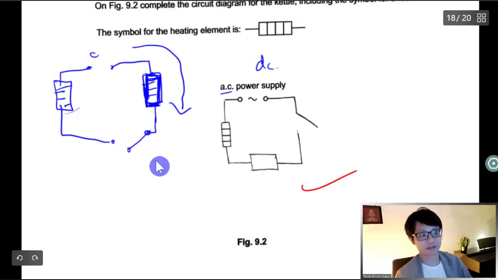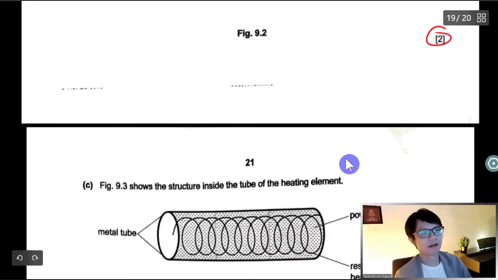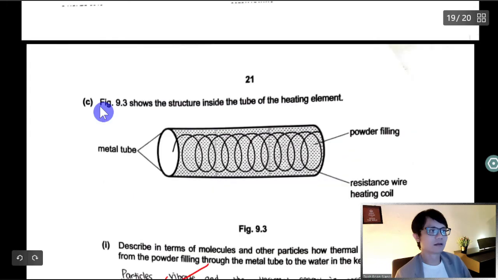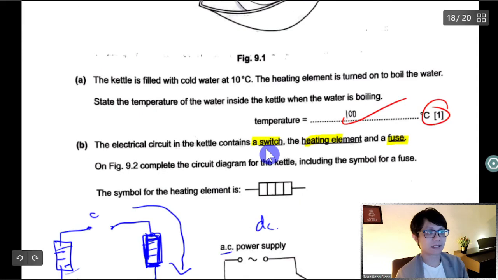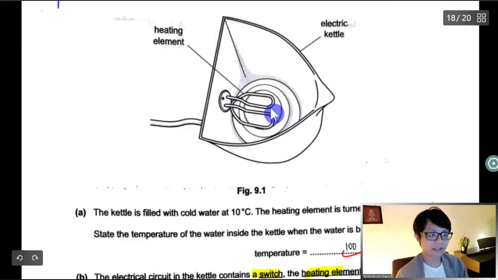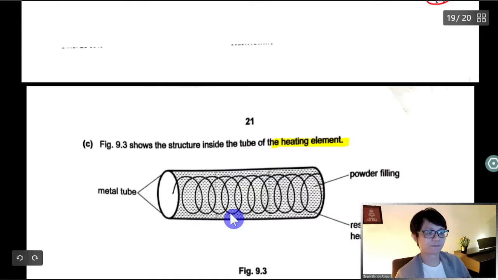But I still prefer this one. Next, show the structure of a heating element. Figure 9.3 shows the structure inside the tube of the heating element. So this thing inside here, there's a metal, and inside here there is a resistant wire.